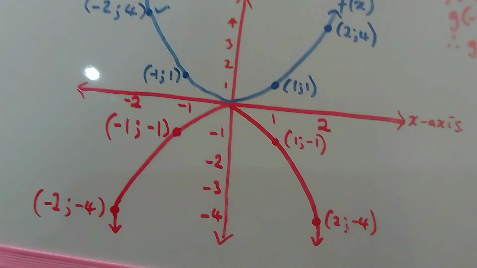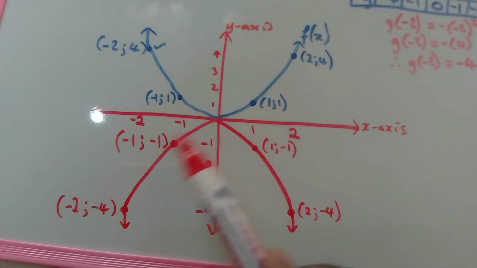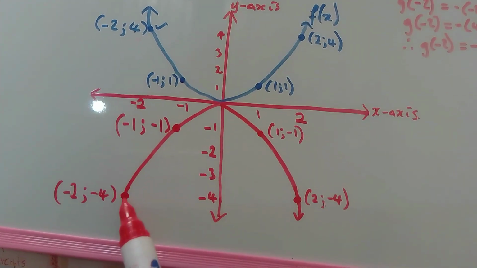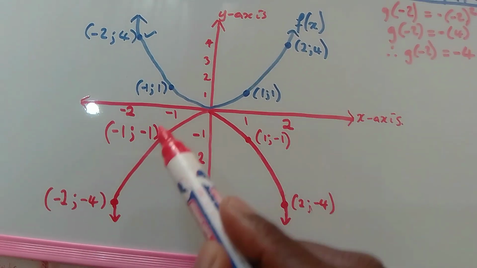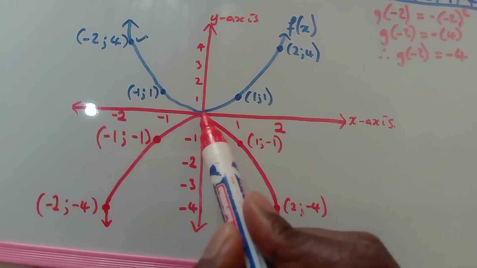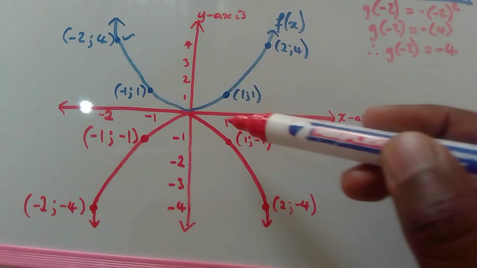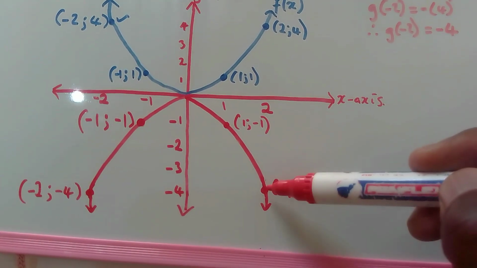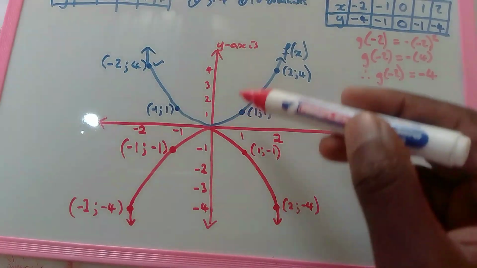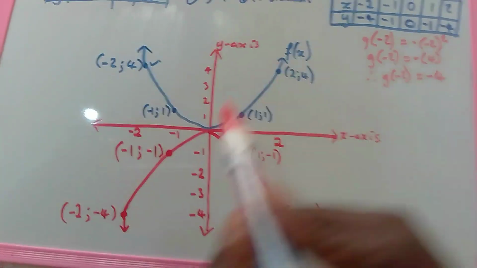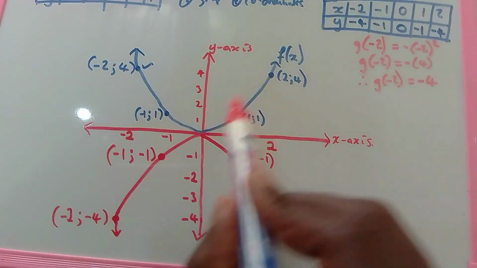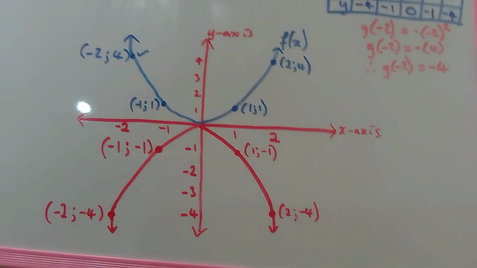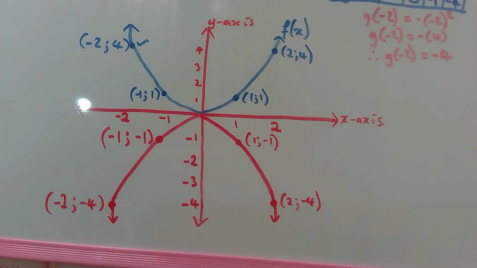And here is the graph of the what? The reflection, right? So when our x is negative 2, our y is negative 4. When our x is negative 1, our y is negative 1. When our x is 0, our y is also 0. When our x is 1, our y is negative 1. When our x is 2, our y is negative 4. You can see for yourself graphically that this is a reflection. This is the original, the parent graph, and this is the reflection.